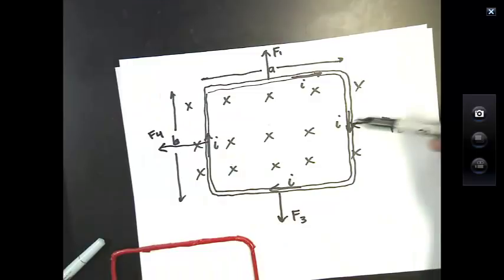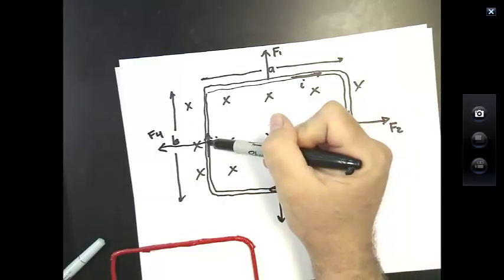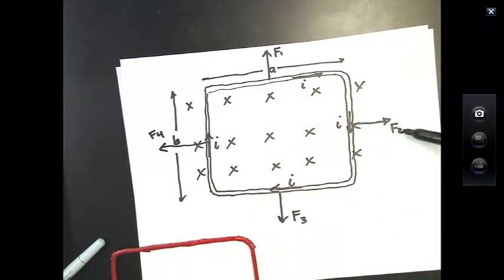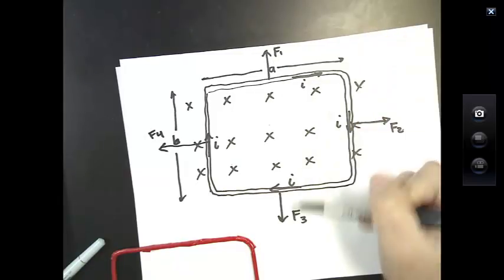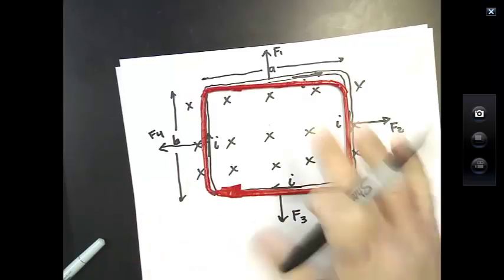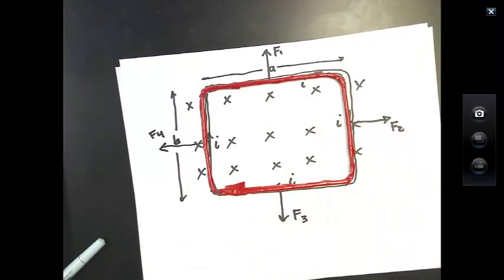Now, because this current is the same as this current, this length is the same as this length, this force will be the same as this force. They're both sitting in the same magnetic field. Same thing here. These two forces will balance. So on this loop, all the forces are balanced. Nothing amazing is happening at all. Unless we take this loop and we rotate it with respect to the field.